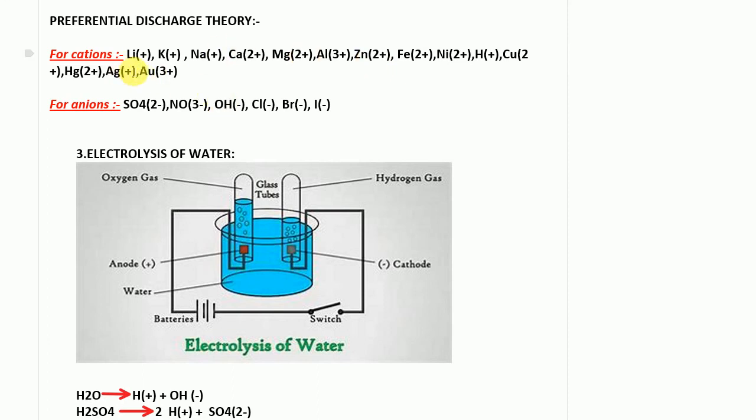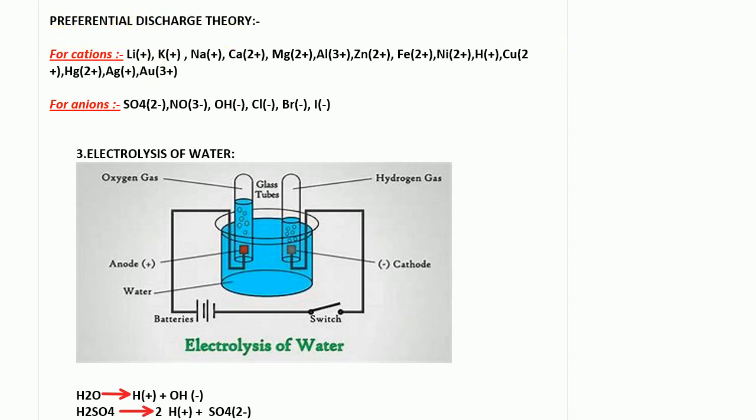decreases. That is, if we compare Li and Au3 plus, and these two positive ions are present in one solution, Au3 plus will first get discharged. That is, it will first gain 3 electrons and then Li will gain 1 electron. So as we move towards the right, the discharge decreases and Au3 plus will easily gain electrons as compared to Li plus. In a similar way, for anions, OH minus will easily lose 1 electron as compared to SO4 2 minus. So you need to keep this preferential discharge theory in mind.